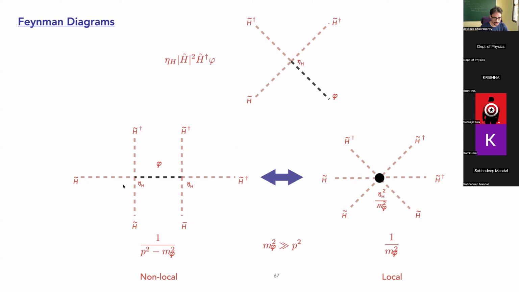And that's why in this process, the propagator is basically 1 by p square minus m phi square, where m phi is the mass, and m phi is much larger than the momentum transfer through this.